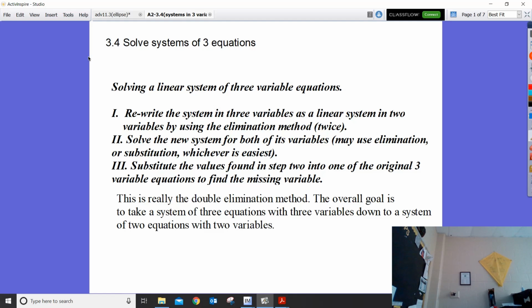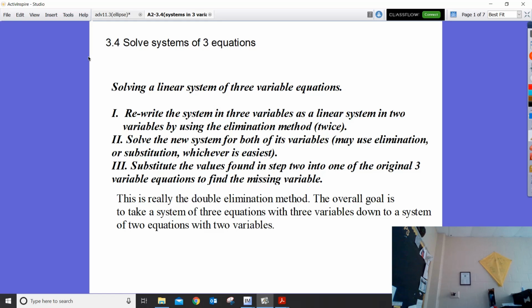We're going to rewrite a system of three variables into a system of two variables by picking a variable and eliminating it from two different sets of equations twice. That's step one. That's the big step. Then we're going to do yesterday's lesson. We'll have a system of two equations, and we'll either do the elimination method or substitution method. And then we're going to plug all the way back in. Work our way all the way back to the top.